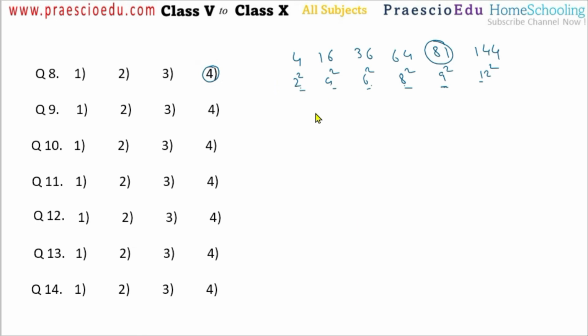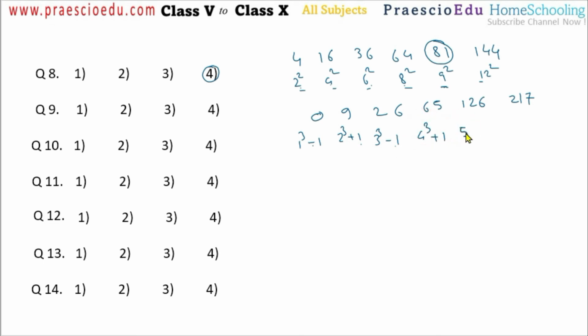Now question number 9: 0, then 9, then 26, 65, 126, then 217. So here the logic is cubical numbers, we can say the cubical number plus 1. Here 1 cube is 1, minus 1 means 0. Again here 3 cube is 27, minus 1, then plus 1. Here 4 cube plus 1.